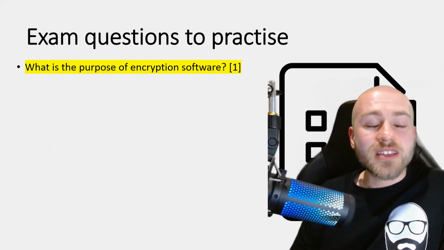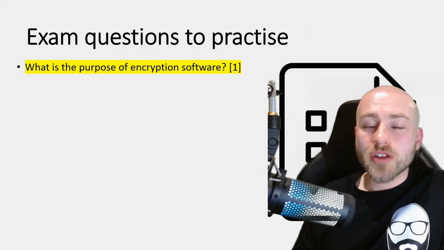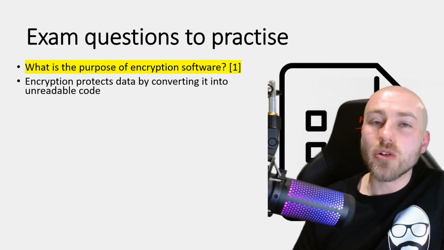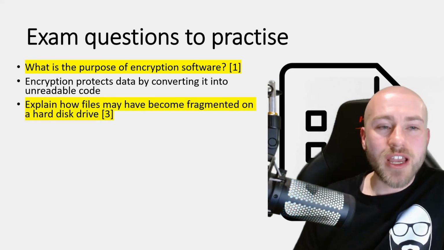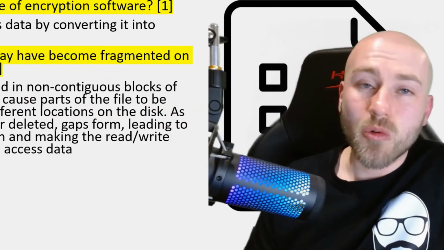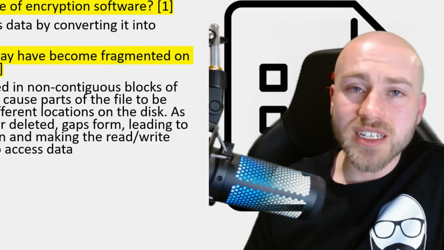Okay, let's go through the answers then. So question 1, what is the purpose of encryption software? So encryption protects data by converting it into unreadable code. Question number 2, explain how files may have become fragmented on a hard disk drive. So it was a 3-marker, so we've gone into a little bit of extra detail on this one.